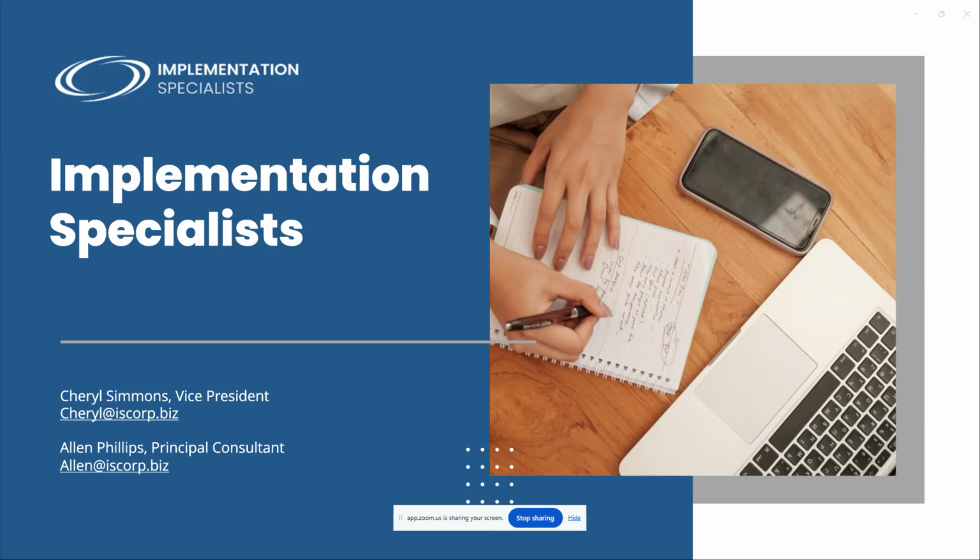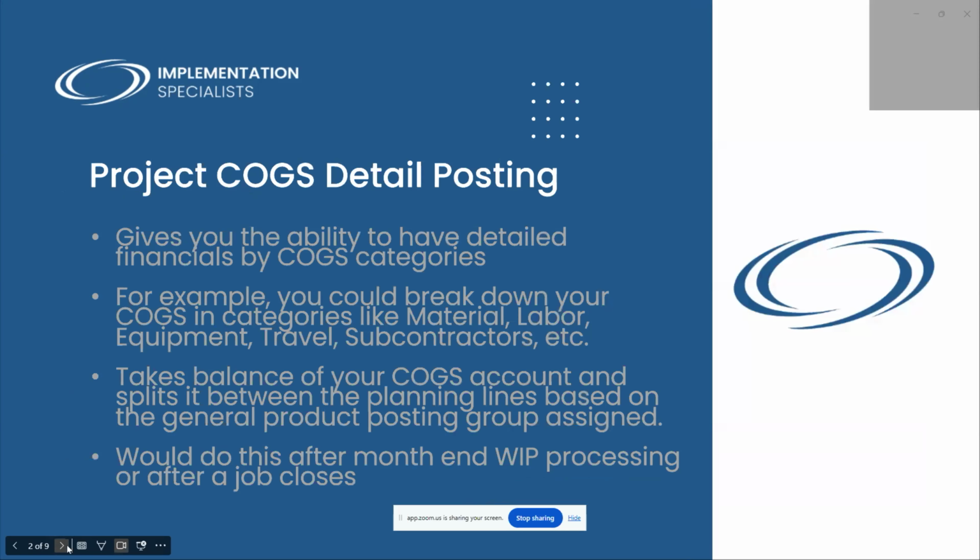We're only going to talk about one tool today because, 15 minutes, right? Got to limit what we can cover. On the next slide, Alan, is our Project COGS detailed posting. That's the tool we're going to cover today. For those using the project module inside of Business Central, this will pertain to you, especially if you're looking at how to break down your WIP/COGS at the month-end process. That's really what this tool does.